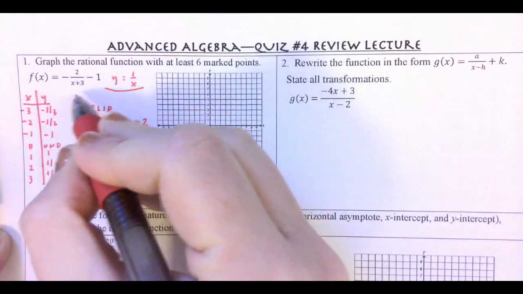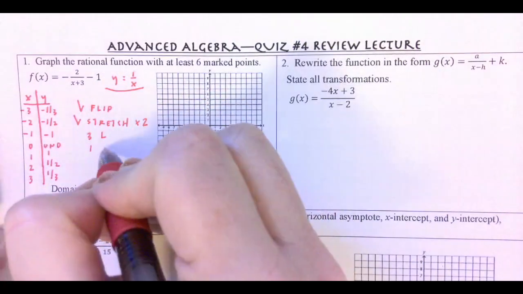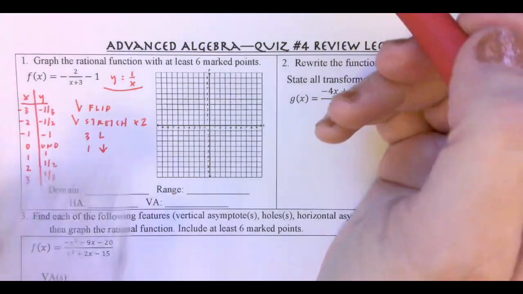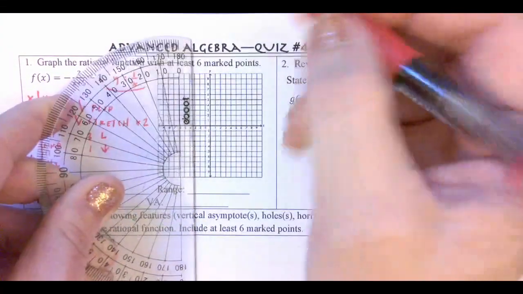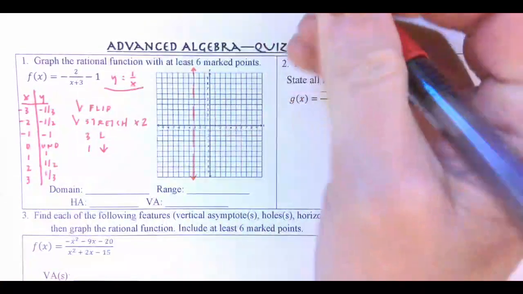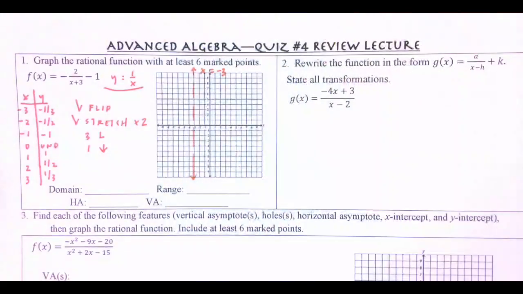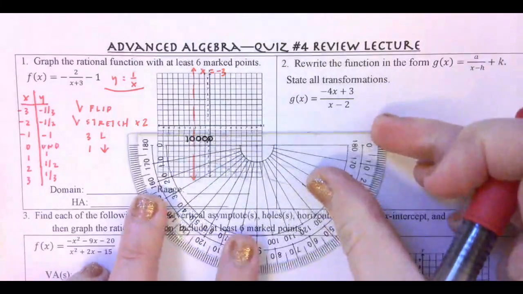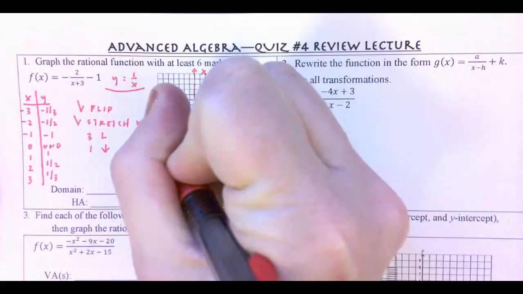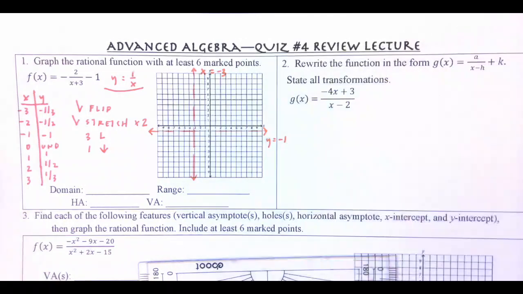Okay, here I see that that's 3 to the left, and then right here that's 1 unit down. So I start with my asymptotes. I'm going to go 3 left. So right here, there's an asymptote at x equals -3. And then down 1, there's my horizontal asymptote at y equals -1.